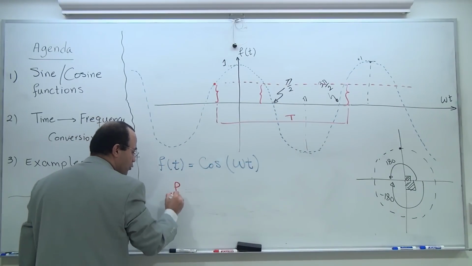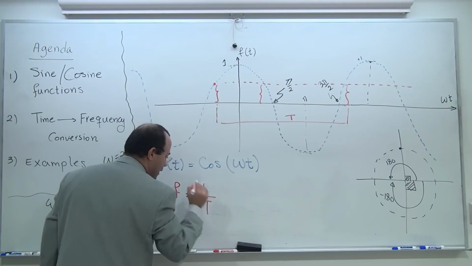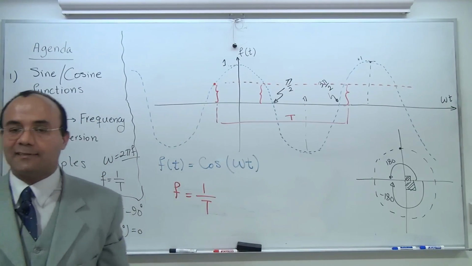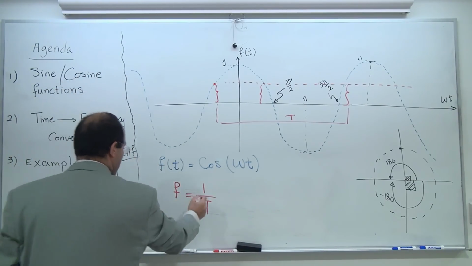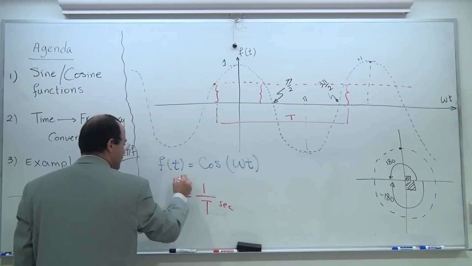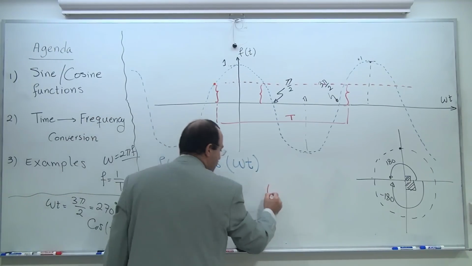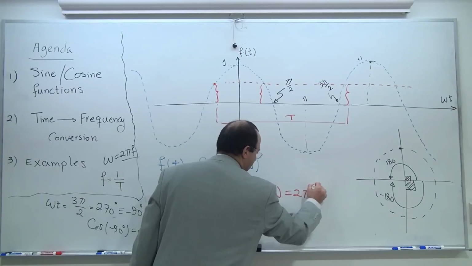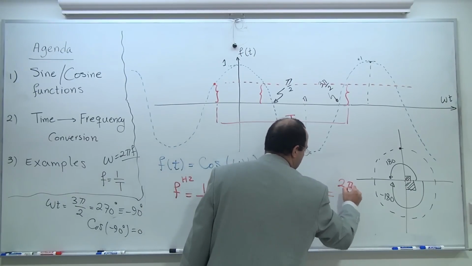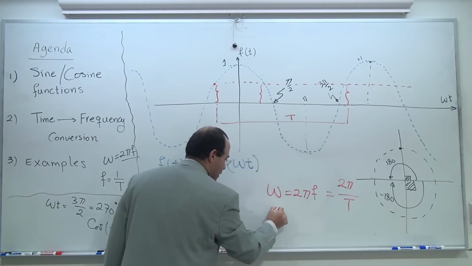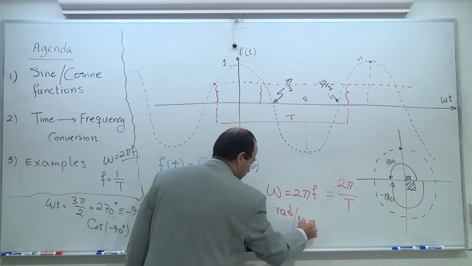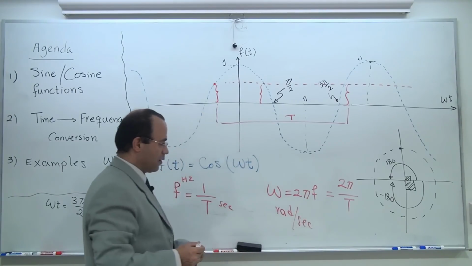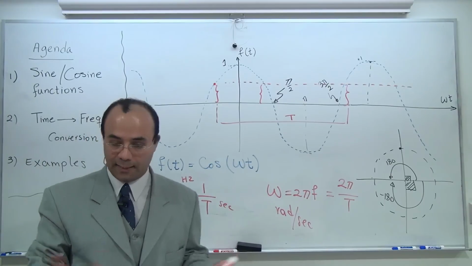Now, if you know what your T is, 1 over T is going to be your frequency, and that's going to be in hertz. This is in seconds, and this is going to be in hertz. Now, omega is 2 pi f. It's 2 pi divided by T, and omega is radian per second. This is inverse of a second, but that's a radian per second. So that's the difference.